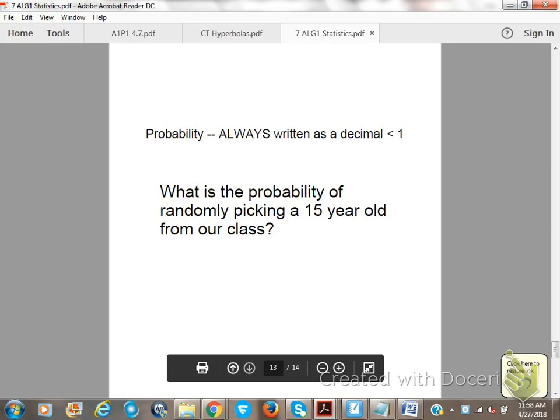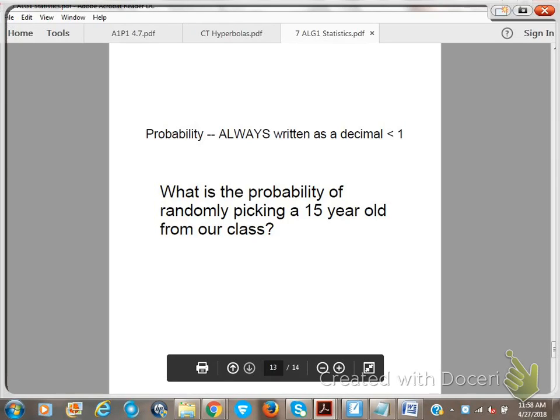Probability. It's always written as a decimal or a fraction, and it's always less than 1. 1 would represent 100% of the time happening. Like, what's the probability of having oxygen in our classroom? 100%. What is the probability of randomly picking a 15-year-old from our class? How many 15-year-olds did we have? 7 of them out of how many total? 11. So that would be our probability. So 64%.